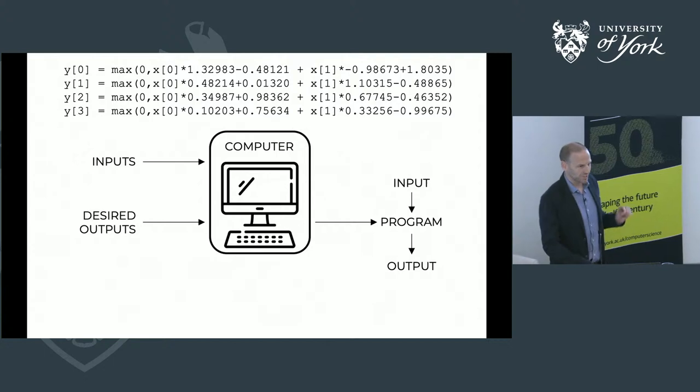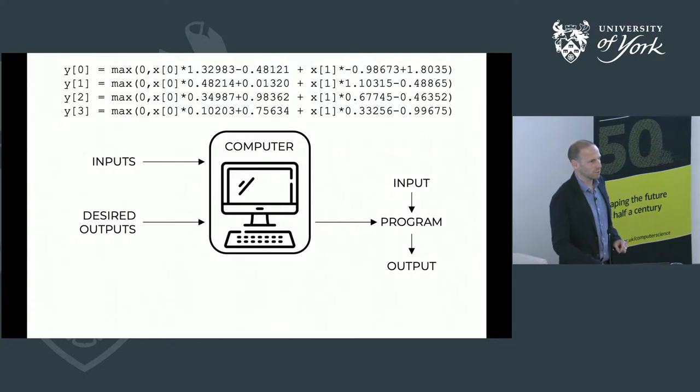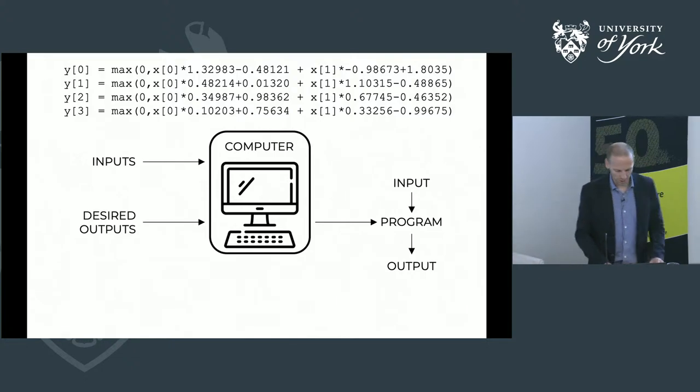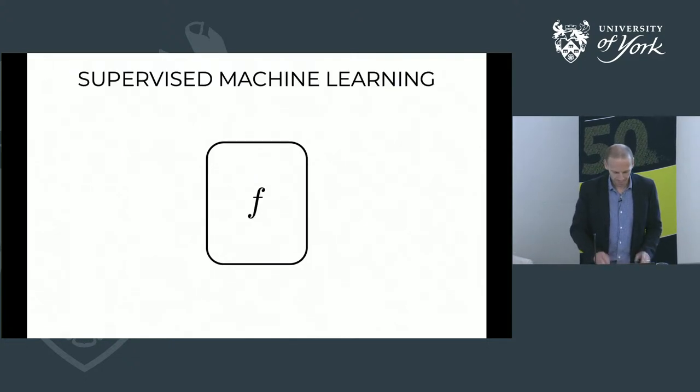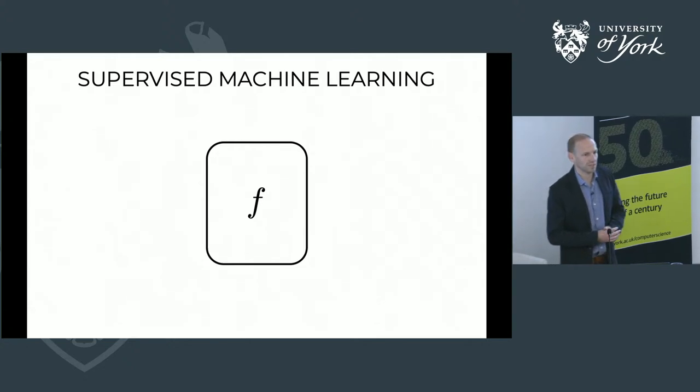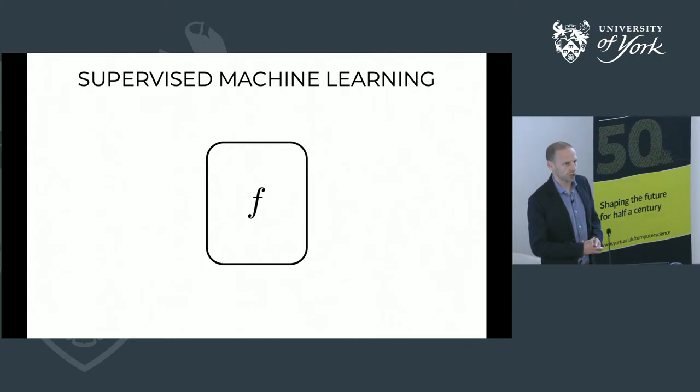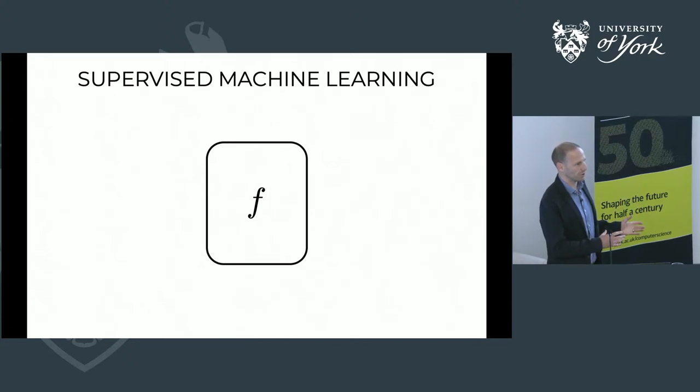Okay, so let's delve a little bit deeper into how you would actually do this, because this sounds a bit magic. You give it some data and it gives you a program, so let's simplify it. Really, what machine learning is doing is learning a function, a mathematical function, that maps your input to your output.